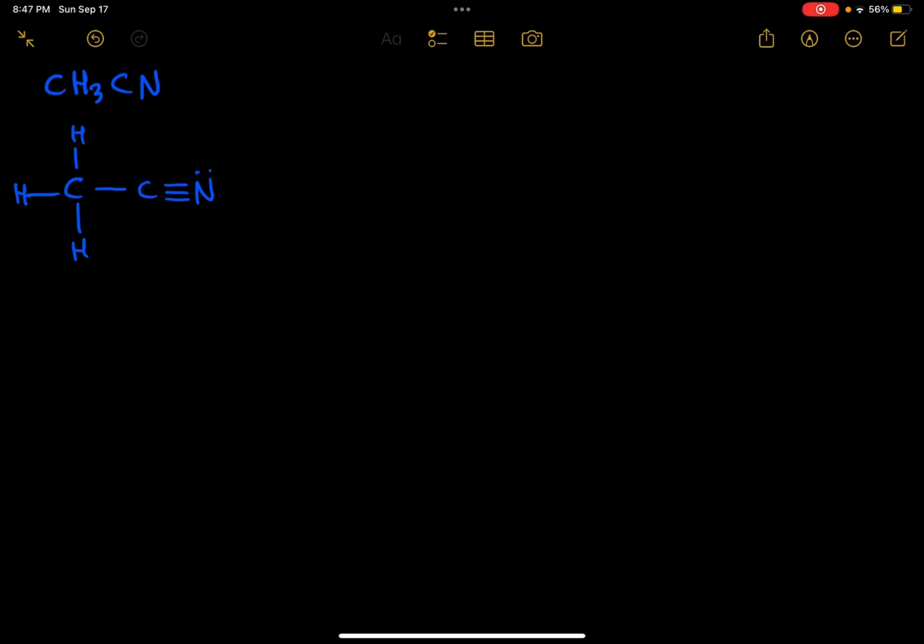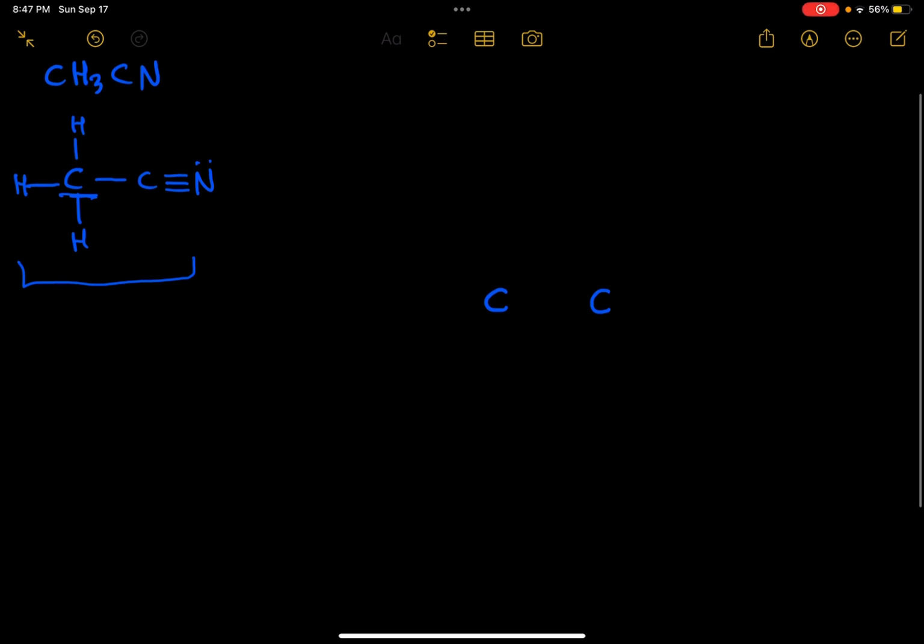Hello, so today we're gonna be drawing the molecular orbital for acetonitrile, which is represented here in this Lewis structure. So we're gonna start by writing out 2 carbons. And as we can see in this Lewis structure, this carbon has 4 bonds, which makes its geometry tetrahedral. And since it's tetrahedral, it's gonna have sp3 orbitals.